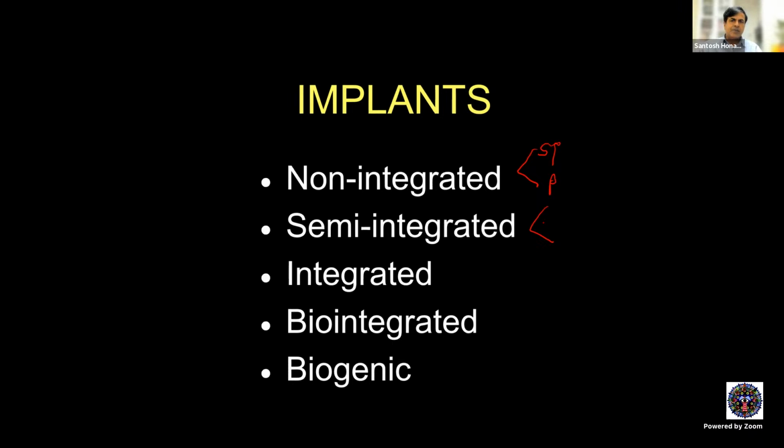Let's just finish non-integrated. Non-integrated would be a silicon or a PMMA ball implant, which is placed in the orbit. It does not get integrated biologically with the orbital soft tissue, but it is pseudo-integrated, because any implant that is placed in the orbit gets what is called a pseudocapsule. It gets walled off by the body. Silicon gets a very thick pseudocapsule, whereas PMMA gets a thinner pseudocapsule. Nevertheless, they are pseudo-integrated. They're not truly integrated.